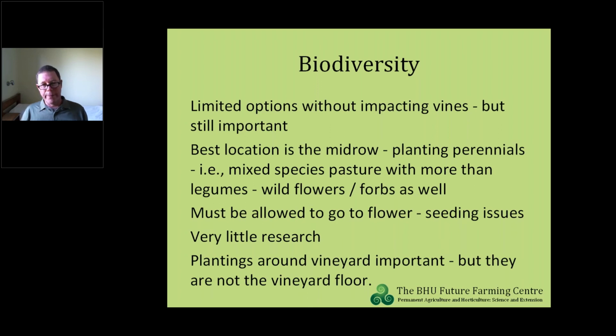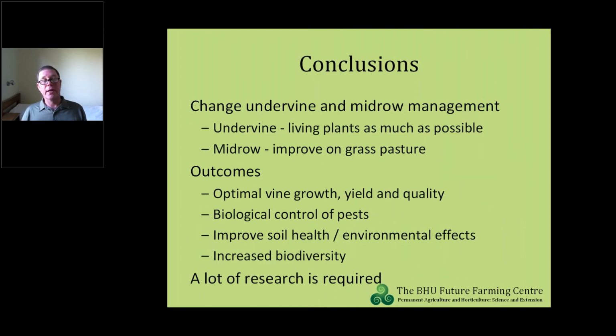So there's some basic concepts here, but again, there's a whole pile of research. The obvious place to put a whole range of biodiversity plantings, different plants, is in the non-vineyard areas, the gullies and all the rest of it. But that's not the vineyard floor, and this is focusing on the vineyard floor, so that's why I'm not touching on that anymore. So let's pull all of this together.